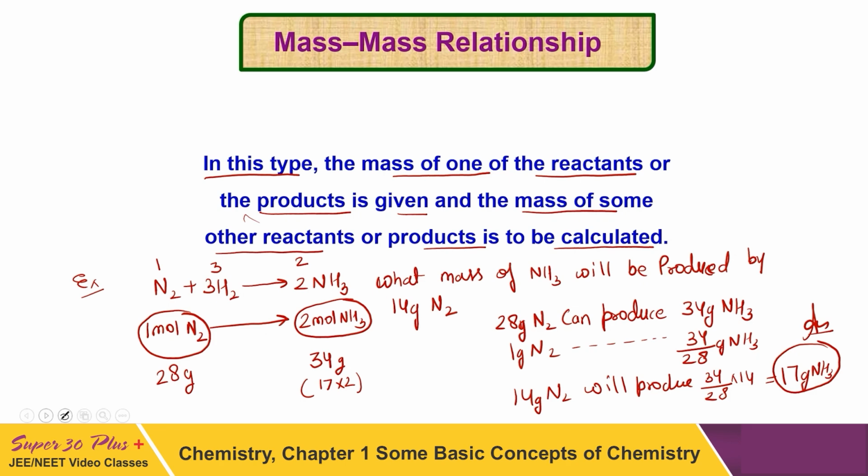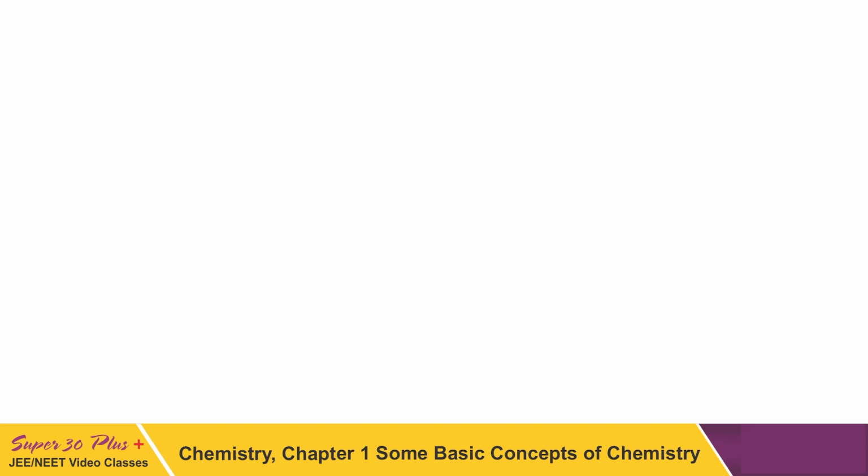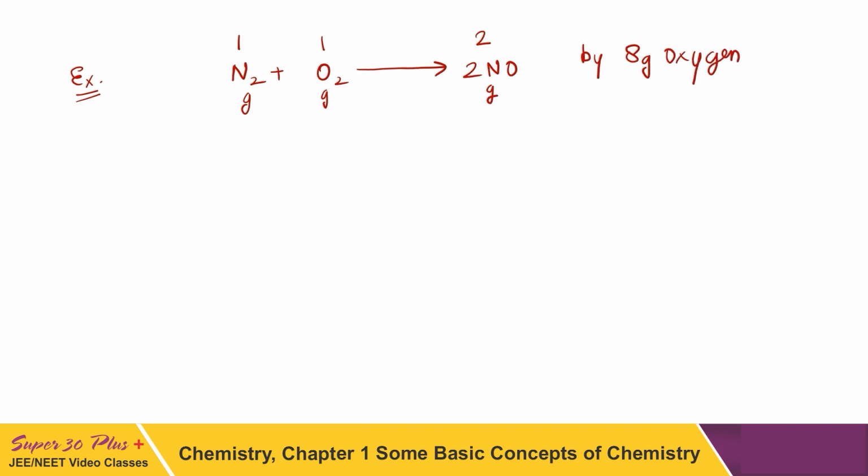Now I'll give you another example of some other reaction. Suppose the reaction is N2 plus O2 gives 2NO. All of them are gas. Now it says 1, 1 and 2. Now what is the question? By 8 gram oxygen, how much nitric oxide can be produced? It seems a little bit difficult, but with the help of stoichiometry, it becomes very easy.